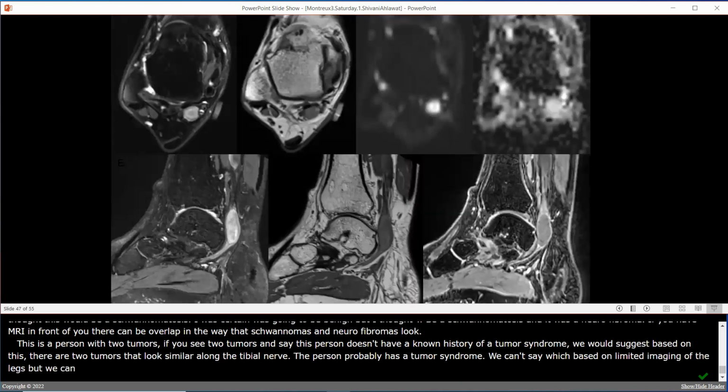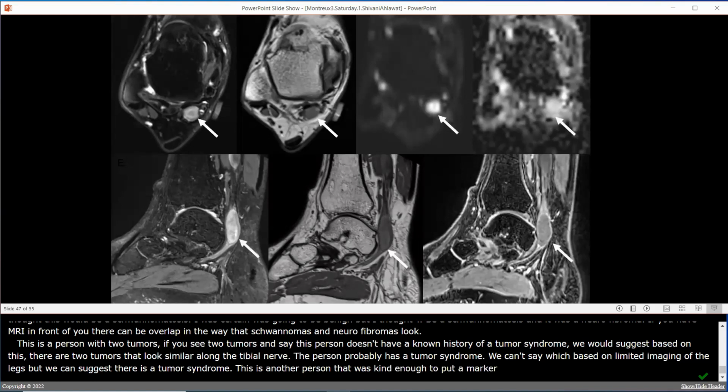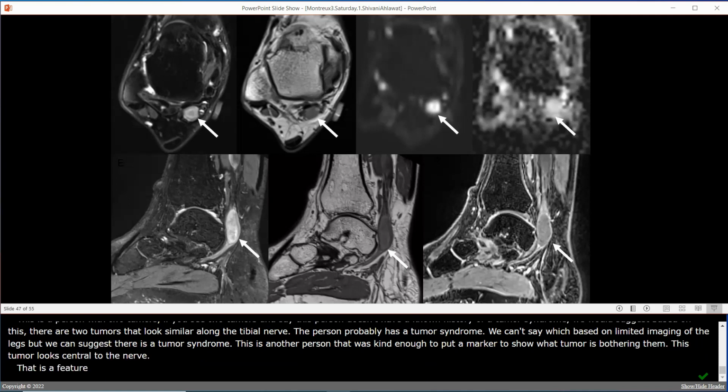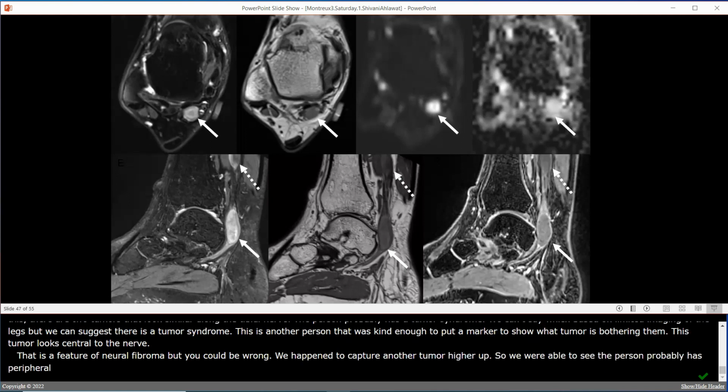And this is another person. Again, they were kind enough to put a marker to tell us which tumor is bothering them. So that's this tumor right here. You see that? And this tumor looks pretty central to the nerve. That's a feature of neurofibroma, but you could be wrong. And we happen to capture another tumor higher up. So we were able to say this person probably has a peripheral nerve tumor syndrome. But if you only have imaging localized to a small body part, it can be very tricky.